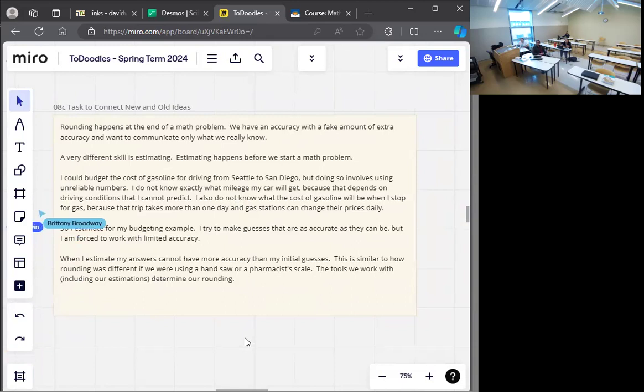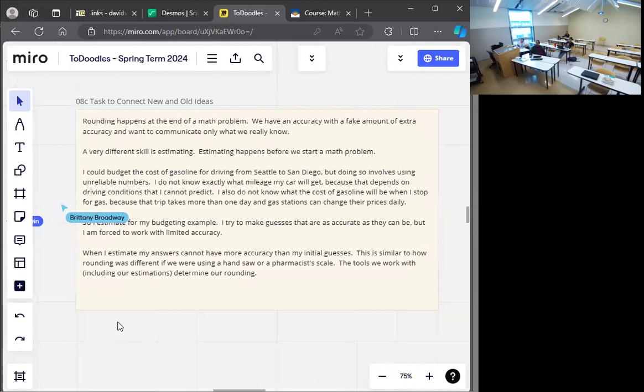Rounding also happens at the end of a math problem. I've done my math and I have too many decimal places. In order to not brag and exaggerate how accurate my answer is, I have to chop off some of those decimal places. But a very different thing is estimating, which is when we round at the beginning of a math problem. And estimating happens because we don't know some answers.